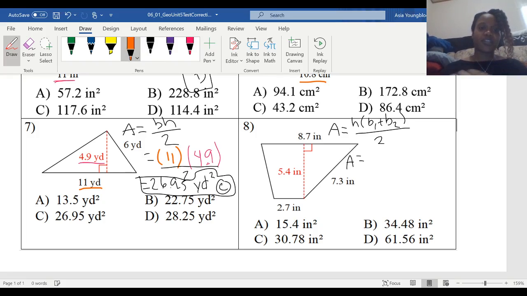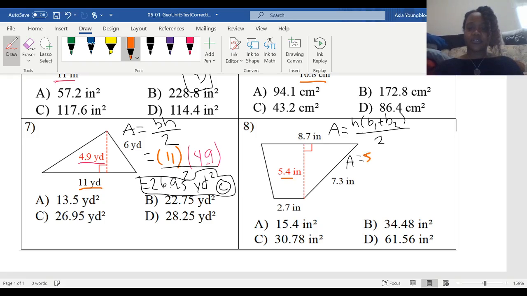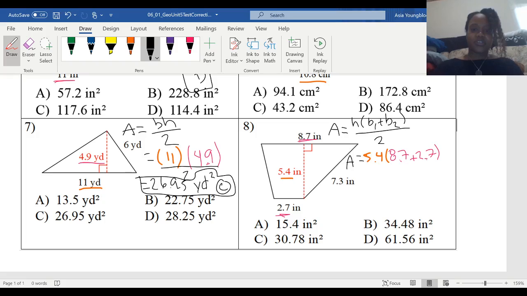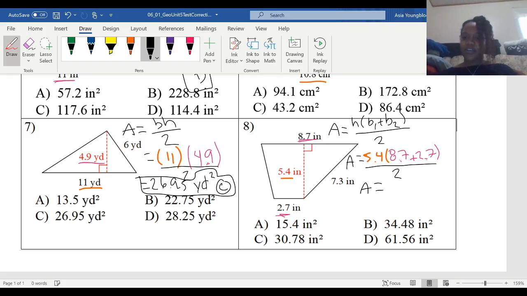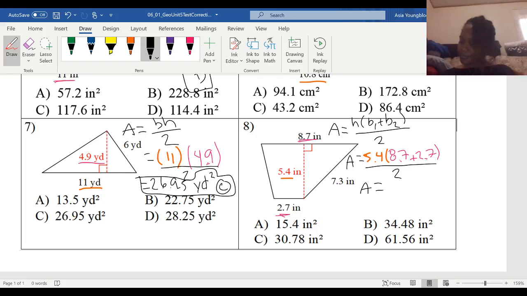For this particular trapezoid, the height is going to be the length that connects the two bases, which are the parallel sides. So our height is going to be 5.4, and our two bases are going to be 8.7 and 2.7. And then we're going to divide all of that by 2. So our area is going to be 8.7 plus 2.7 times 5.4 divided by 2, 30.78 square inches.